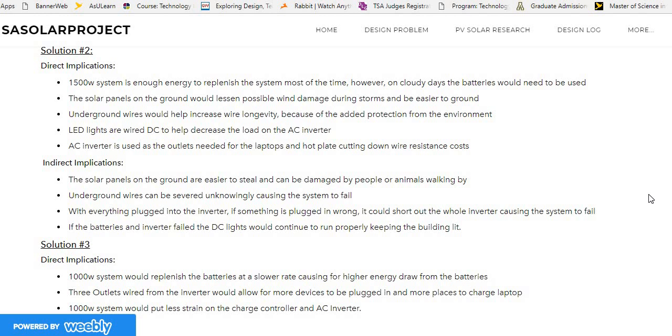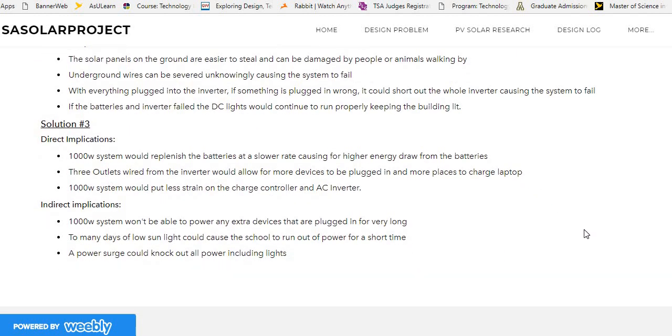With everything plugged into the inverter, if something is plugged in wrong, it could short out the whole inverter, causing the system to fail. When everything's relying on one piece, if that one piece goes out, the entire system goes down, which would be a huge problem. If the batteries and inverter failed, the DC lights would continue to run properly, keeping the building lit, which would be really good, because then they would still be able to hold classes for longer periods of time.